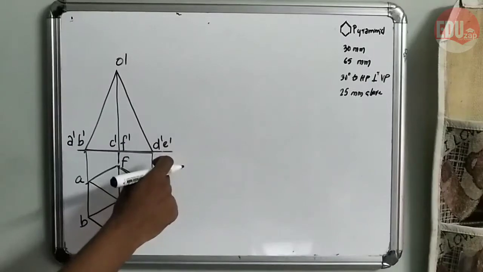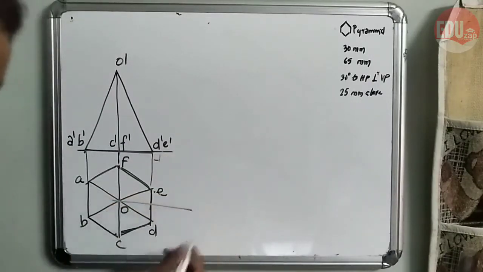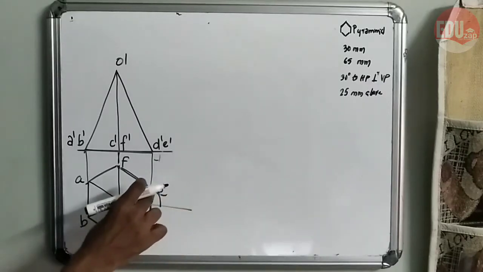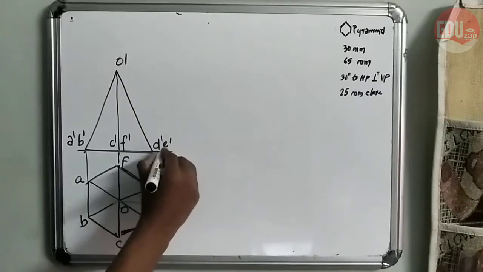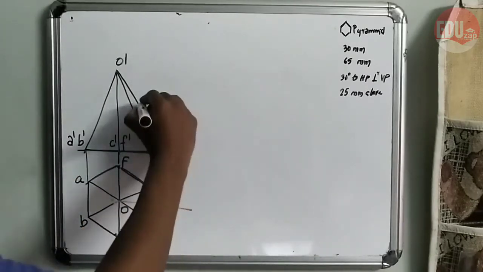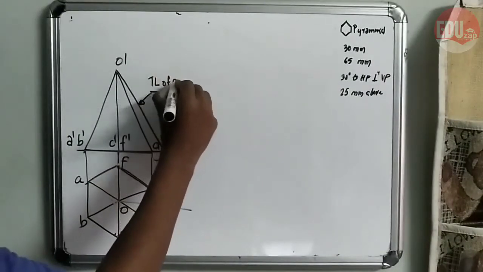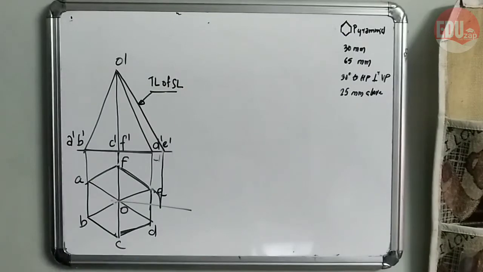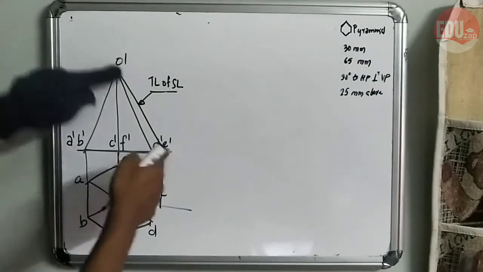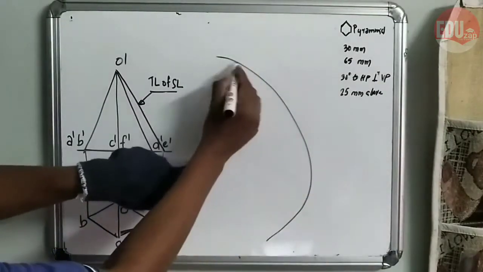Here O dash E dash is not in true length. To find the true length, you have to make OE parallel to the XY line. Like this you have to rotate with the compass. Then just draw a perpendicular. Then you will get the true length of the slant length. Then take the true length of the slant length in the compass and draw an infinite curve.